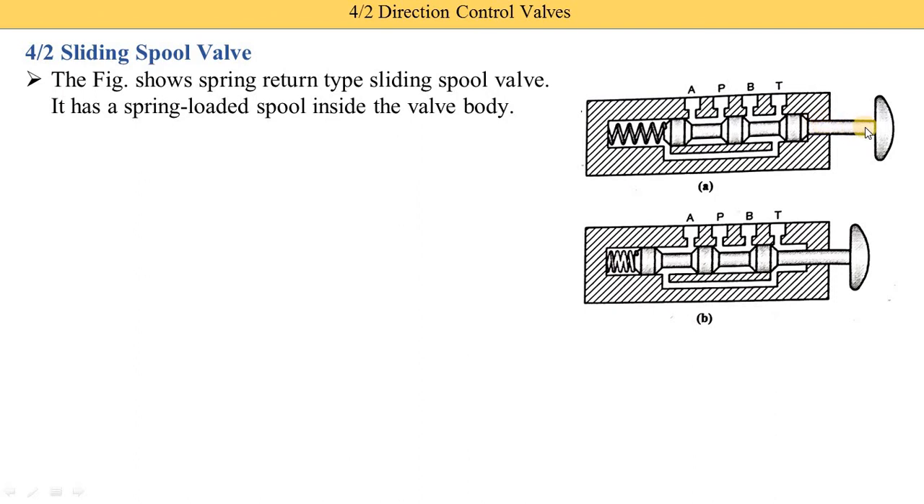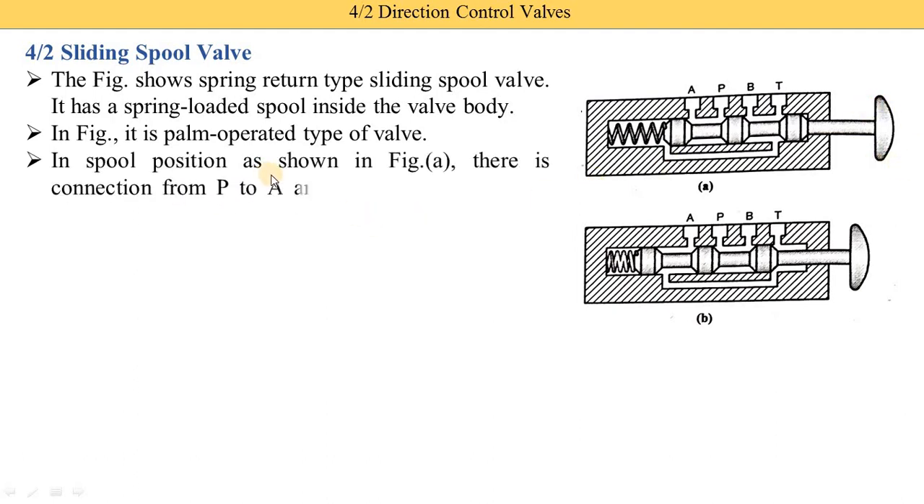This sliding spool is operated by these push buttons, and here you see the 4 ports: A port, P port, B port and T port. The T port is connected with the tank or reservoir, the B port is connected with the cylinder, the P port is connected with the pump, and the A port is connected with the cylinder. In this figure, it is a palm operated type valve, which means a palm press button type switch is there. This symbol indicates palm operated.